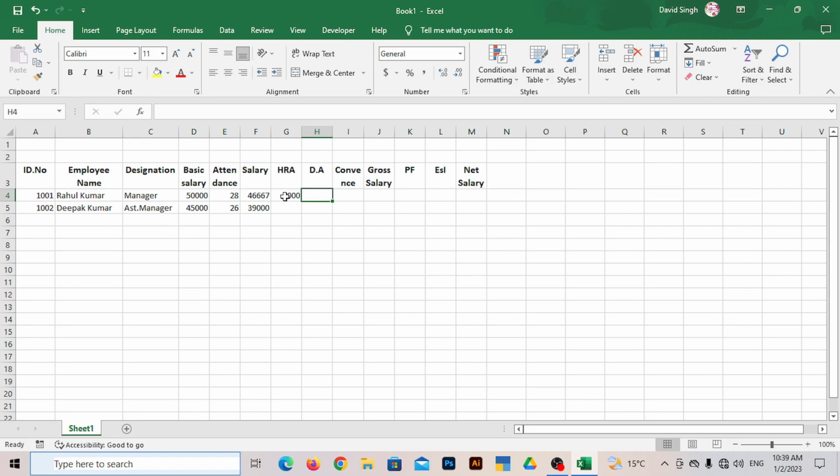What does DA mean? DA means dearness allowance. It is a cost of living adjustment amount the government pays to public sector employees and pensioners. DA is reflected as the expense of the cost of living, the day to day rising expenses. Here the DA provided to Rahul is 3,000 rupees.